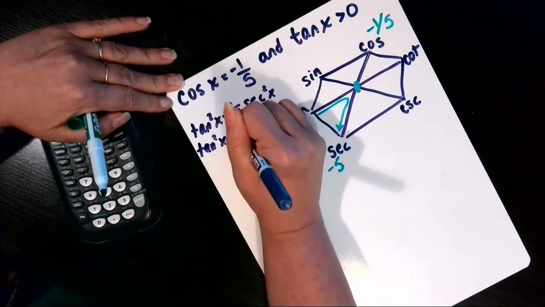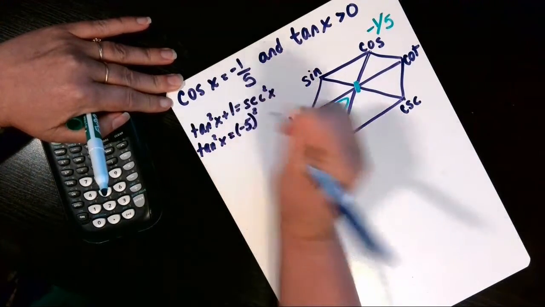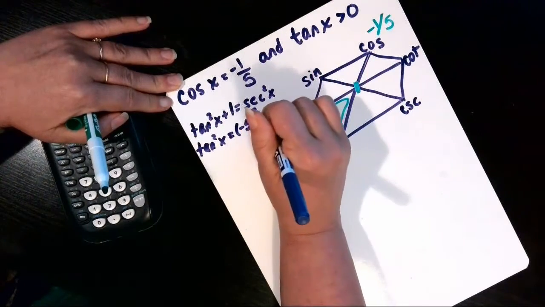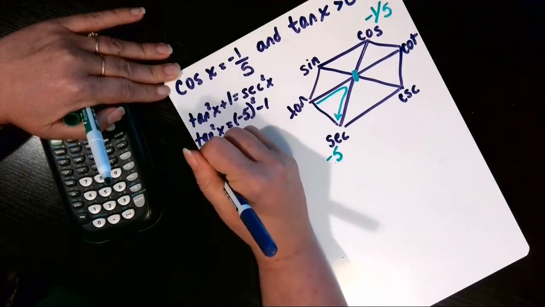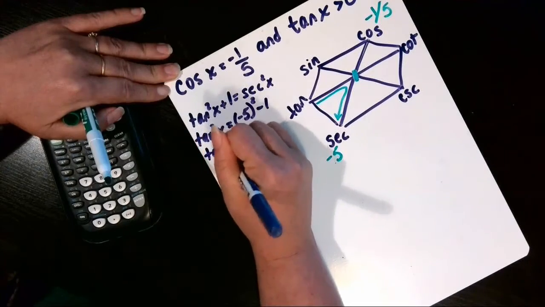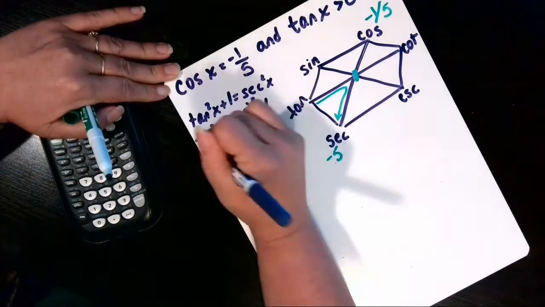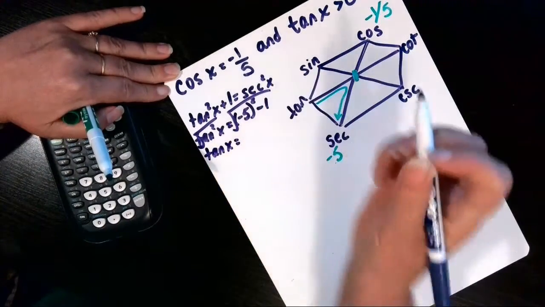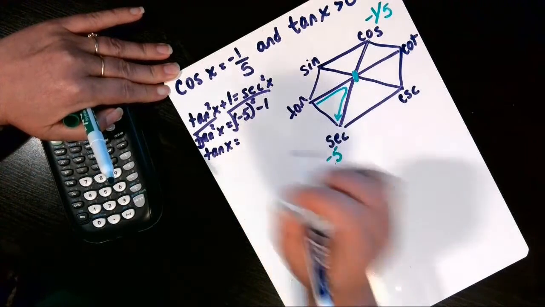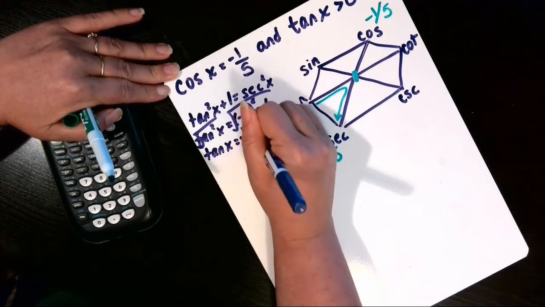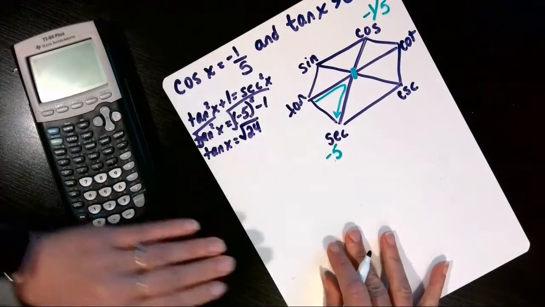So if we substitute in what we know, we've got tangent squared x equals, and the secant is -5. And then we're going to square that, and we'll go ahead and subtract this 1 to the other side. And then we'll square root both sides to get tangent by itself. So the tangent of x is going to be -5 times -5 is 25, minus 1 is 24. So that's a square root of 24.